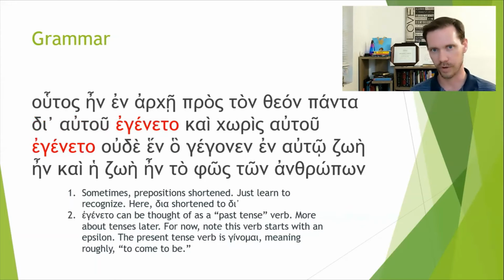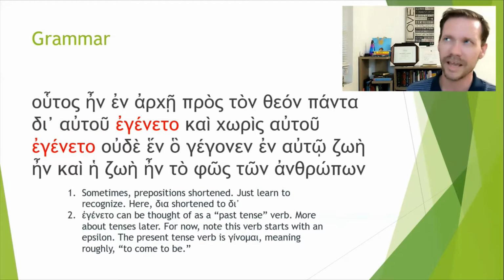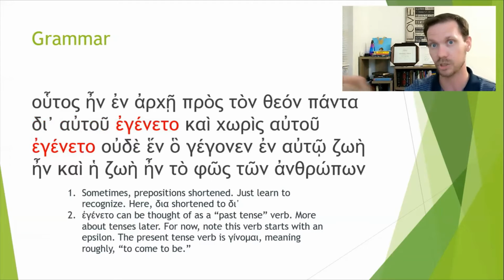It's also worth noting that the way you know it's past tense is simply by the way that it is spelled. The present tense, and it's the same word I have listed here, is ginomai. And ginomai sounds very different from egeneto, and yet it's the same word. One is just the past tense, and the other is the present tense. That's not so different from English. If we say run is the present tense and ran is the past tense, you know by the spelling that one's present and one's past.